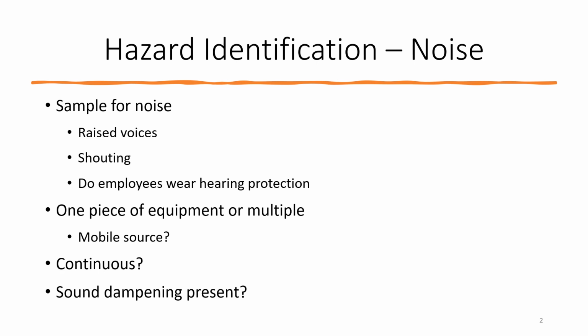Then you might have a mobile source. Is it a piece of machinery that you take from spot to spot, that you use for maintenance, so it's not always going to be run? Maybe it's only run an hour or two a week, but it's adding to what's there, and it's something we can look at engineering out. Is the noise continuous, or more of an impact noise? And then look at any sound dampening things.